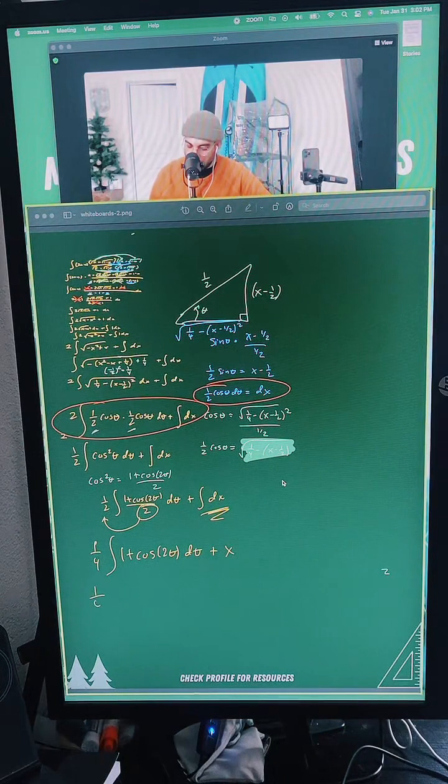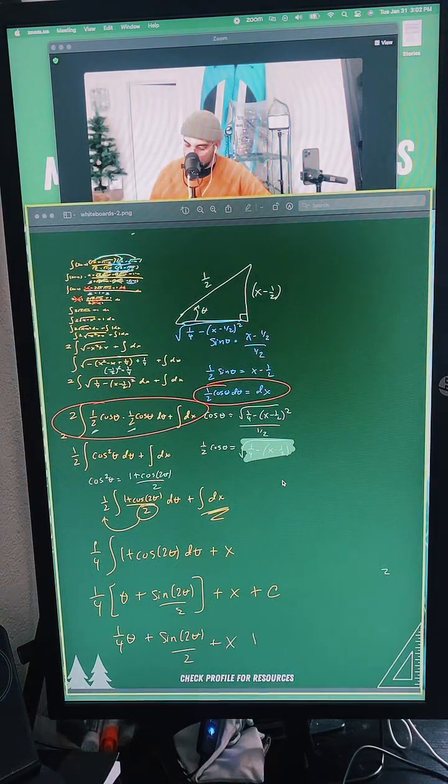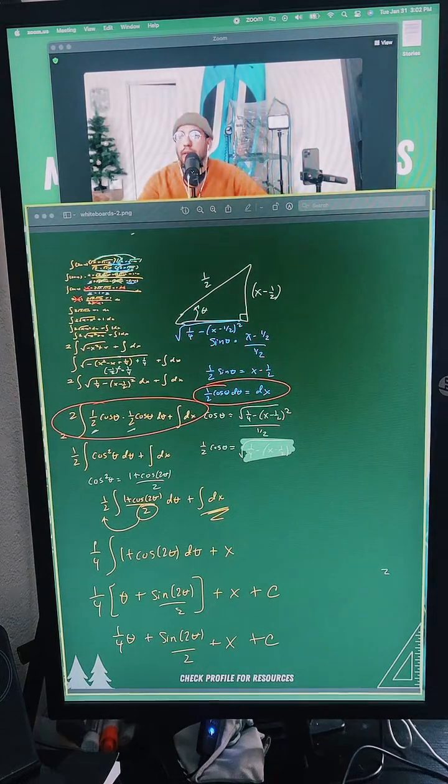And so now we have 1/2 times theta plus sine of 2 theta over 2. I basically did a u-sub there. I just didn't want to do all the work. And then we have plus x and then plus c. So this is 1/4 theta plus sine of 2 theta over 2 plus x plus c. And that is going to be the solution to this.